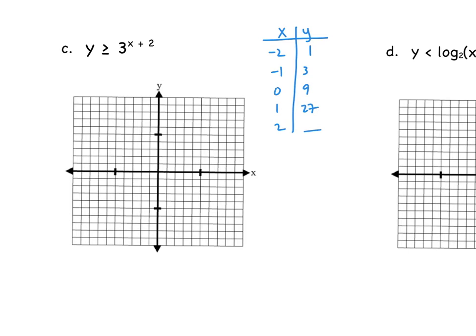I'm going to sneak one more point in. At the top, let's do a -3 also. If I plug in -3, my exponent will be -1, and 3 to the -1 is 1/3. So I'm going to graph these 4 points. So -3, 1/3 is about right there. -2, 1 is here. -1, 3. And 0, 9.